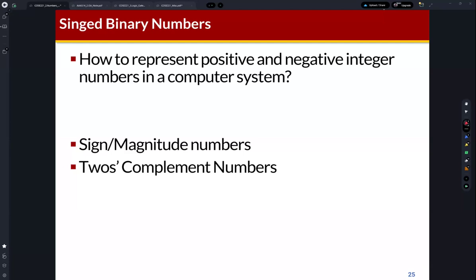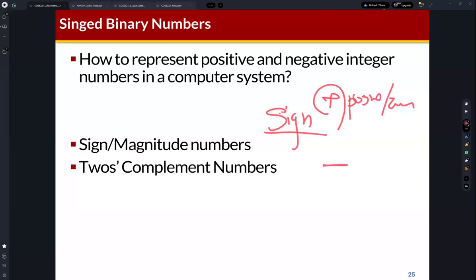Actually, think about the sign of the normal numbers, the integer numbers. So how can you represent the sign of an integer number? Integer number is 정수입니다, 정수. Okay, integer number. So for a positive number or zero, we can just add a plus sign, and for a negative number, we can just add a minus sign.